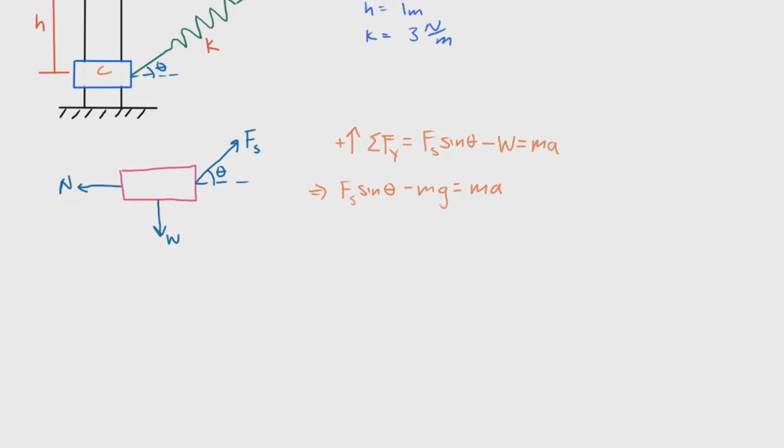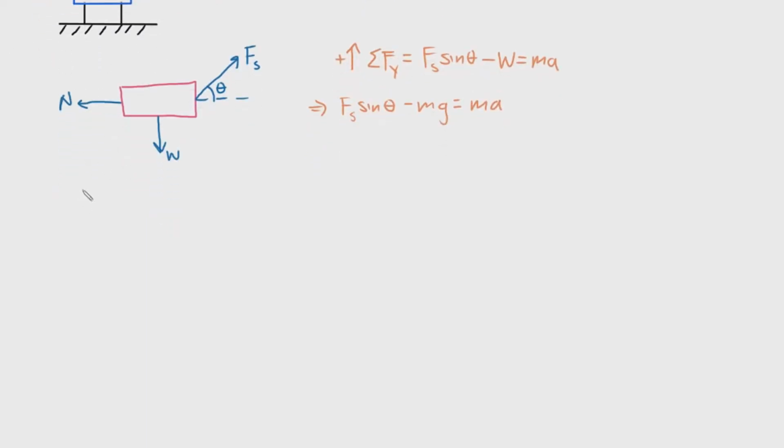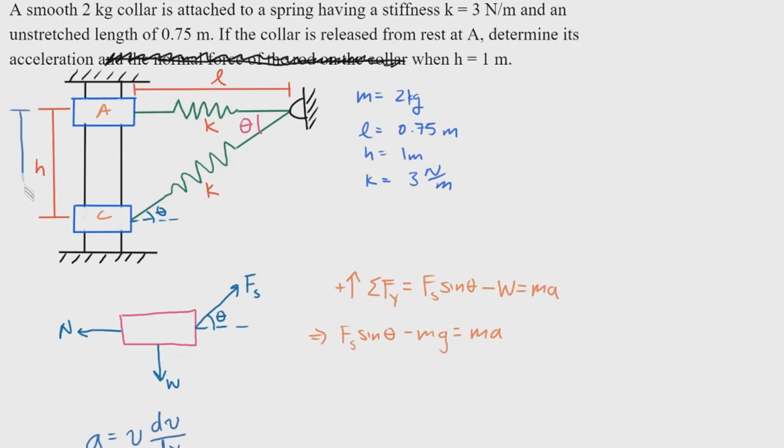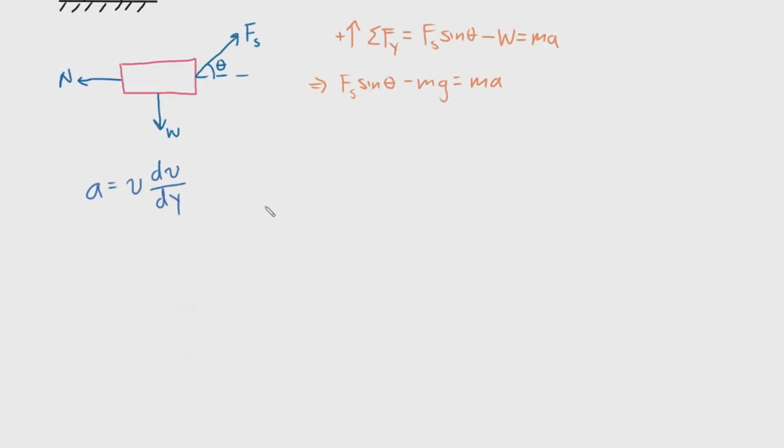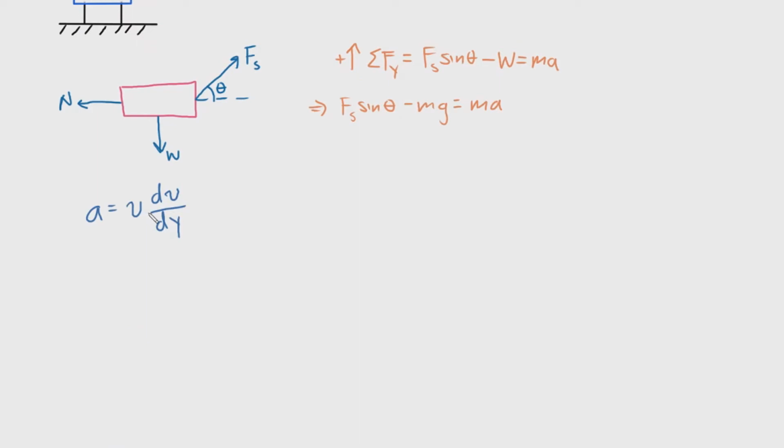What we learned in our previous videos about energy or work is that we can rewrite acceleration in terms of velocity times the derivative of velocity with respect to position. In this case, we'll use y because we're dealing with the vertical axis. So I'm saying this is going downward and this is y. That's why we can say the acceleration is just the velocity times the derivative of velocity with respect to position in the y direction. Then we can rewrite this equation again, saying that Fs sine theta minus mg equals m v dv/dy. I forgot a v, so it should be v dv/dy.